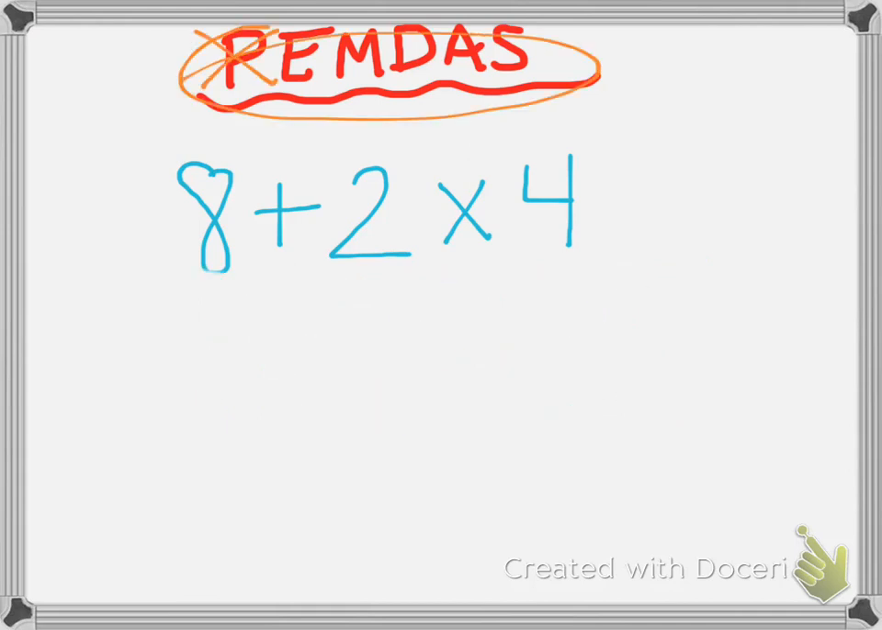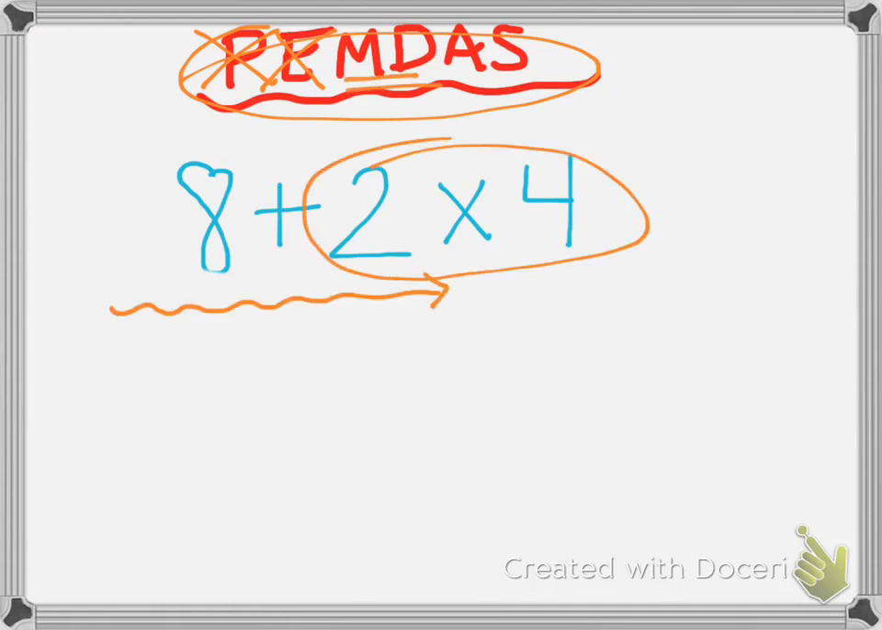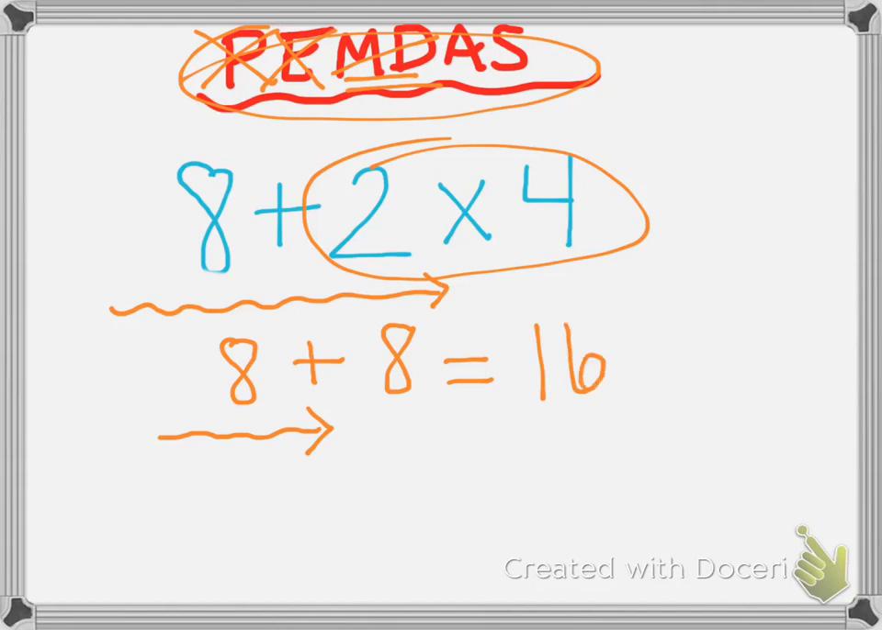No parentheses, no exponents. Now we want to multiply and divide from left to right. So your first step is actually 2 times 4. So you have 8 plus 8, and we end up with 16. So it wasn't 40, it was 16.